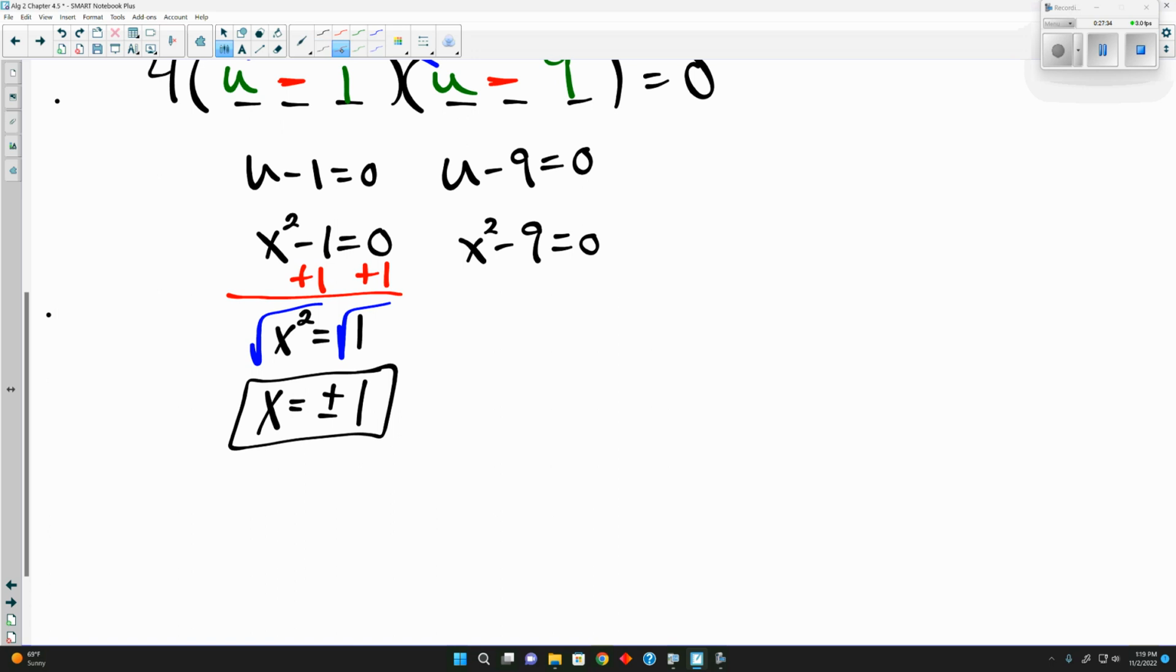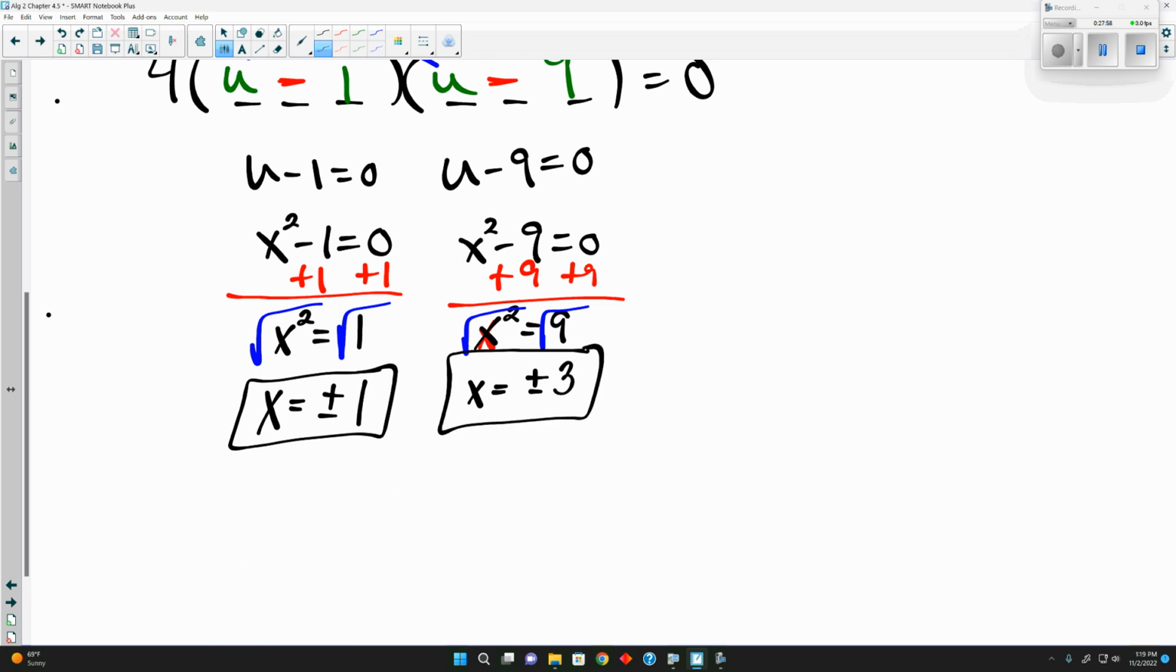We can do the same thing on the other side. We can add 9 to both sides, which will tell us that x squared is equal to 9. And again, at this point, we can square root both sides, which tells us x is equal to plus or minus 3. And that's it. Questions on this here?